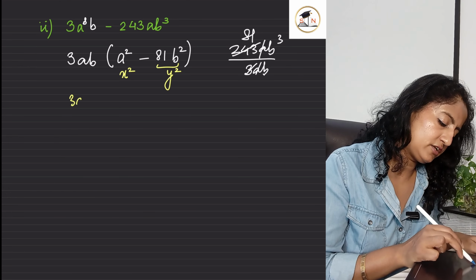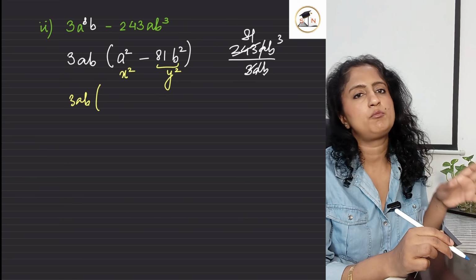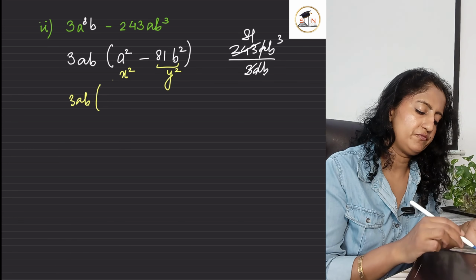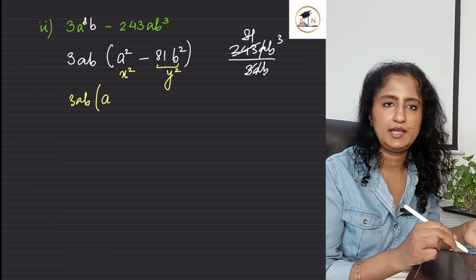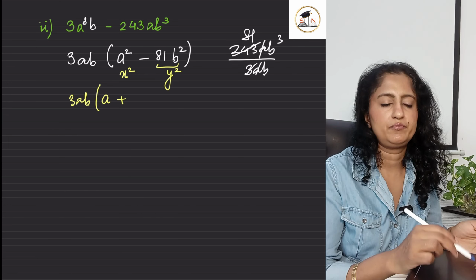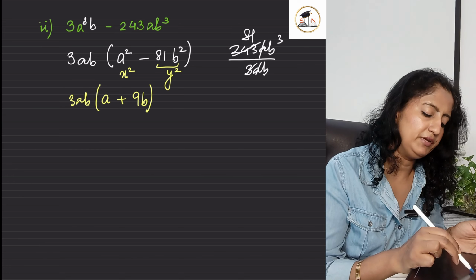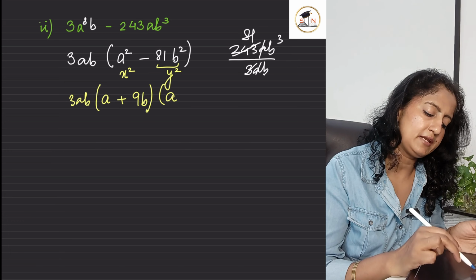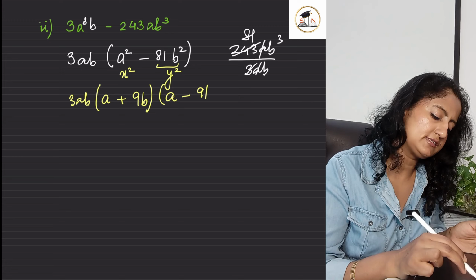So let's continue. 3ab remains out. We need to expand in the form of a minus b into a plus b. What is a now? We have to write square root of a square, which is a. Then what is the square root of 81b square? For 81 it is 9, for b square it is b. So therefore the second factor becomes a plus 9b, and now the third factor is a minus 9b.